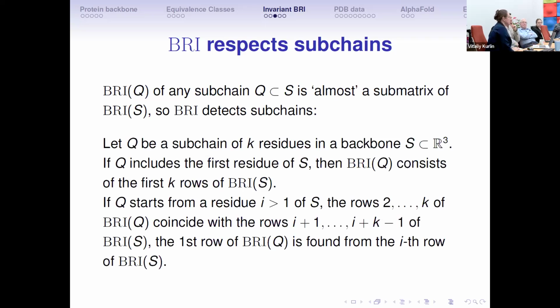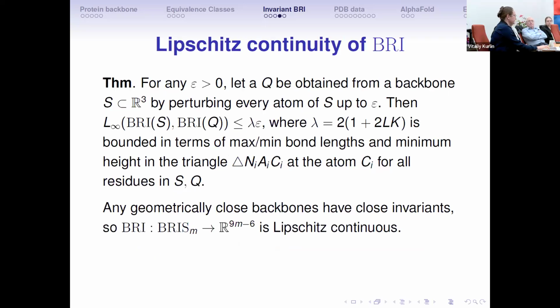That means that in practice, a subchain has exactly the same invariant as when it is part of the longer chain, with the possible exception of the first residue. But the first residue of a shorter chain, if it's not from the very start of the long chain, can be easily reconstructed. So that's an additional property which I would like to highlight, but which was not formulated in my initial statement.